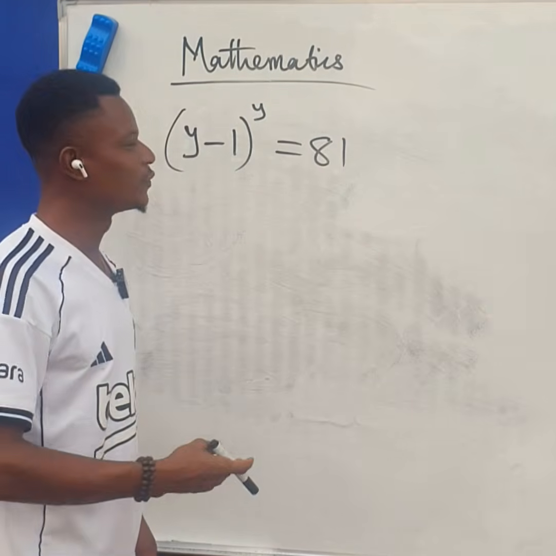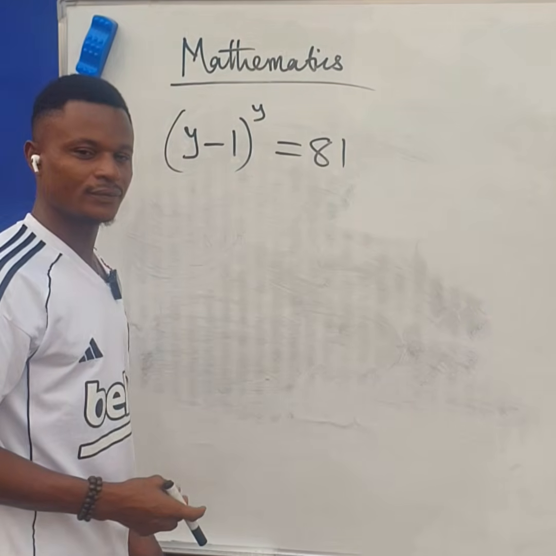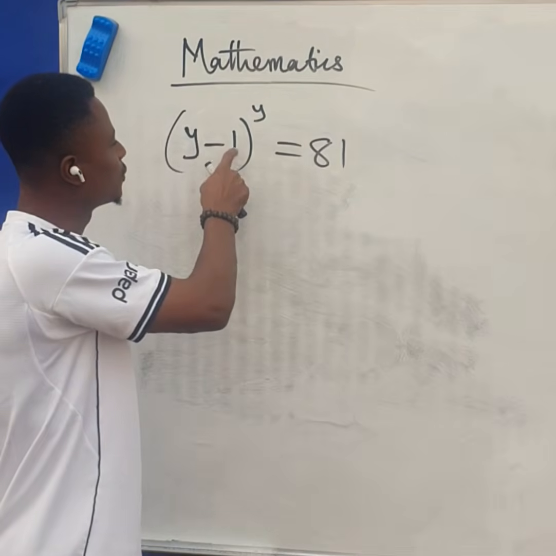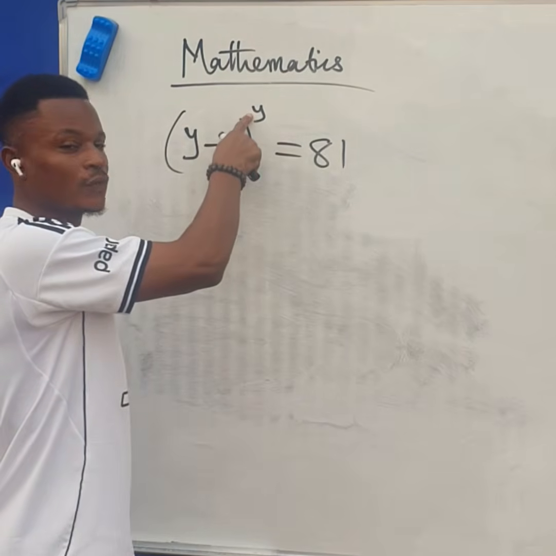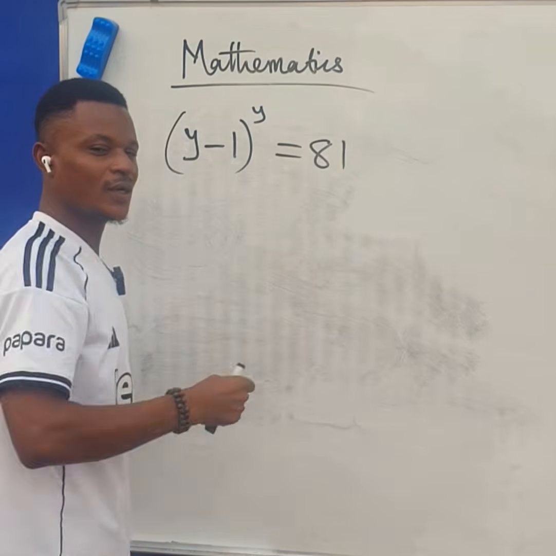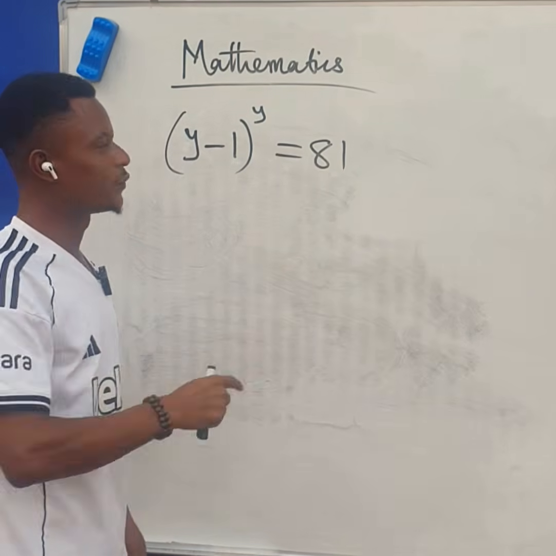Let me show you how to solve this math question on the board. We are given (y − 1)^y is equal to 81, and we are expected to find the value of y.